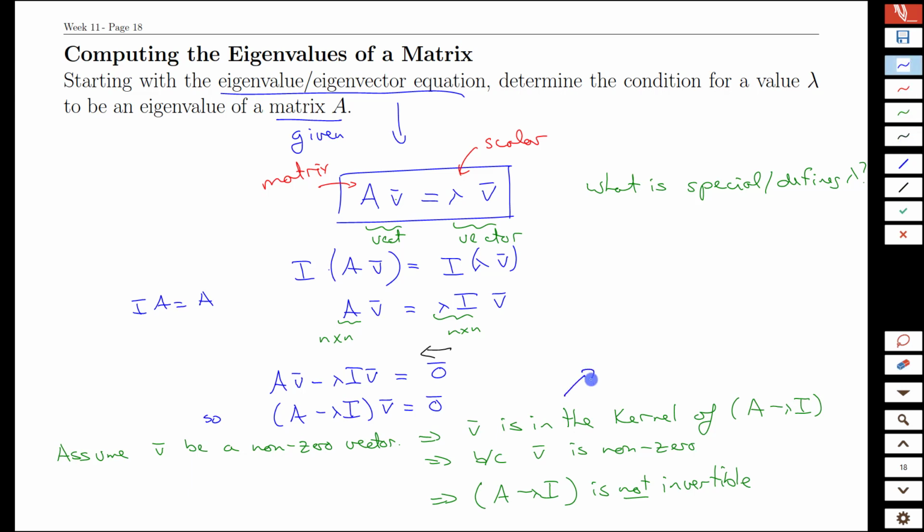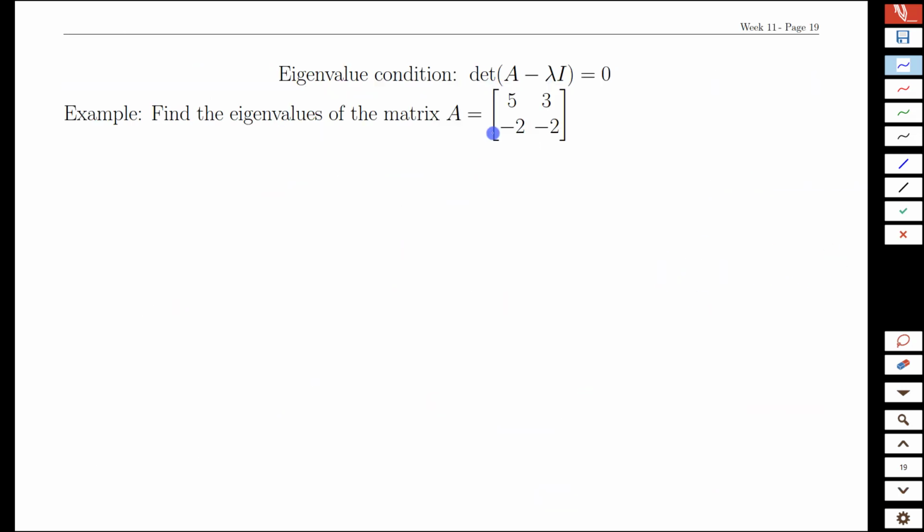All this together means that the determinant of A minus lambda I must equal a 0 scalar value, because determinants are scalar values. And that is something we can test for. Let's try that out on the matrix given here. The eigenvalue condition is that the determinant of this new matrix, A minus lambda I, has to equal 0.